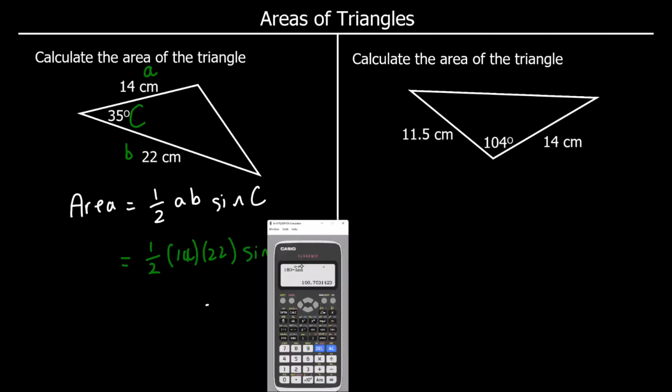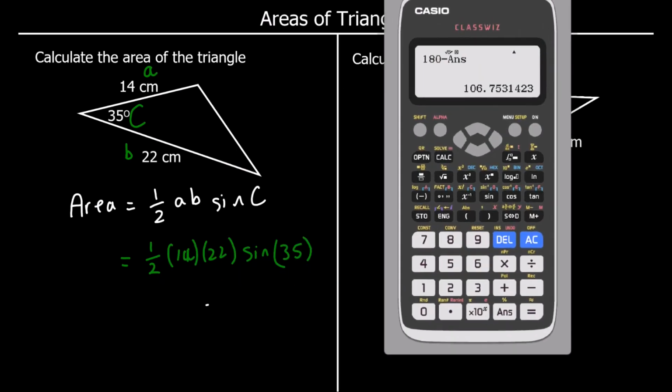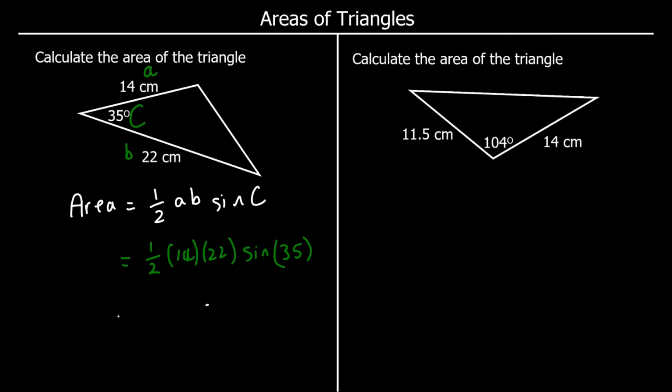So I'll just type that into the calculator. Half times 14 times 22 sine 35, and we have 88.3. So the area is 88.3, and we measure area in squares. So 88.3 centimeters squared. One for you to try. Give it a go.